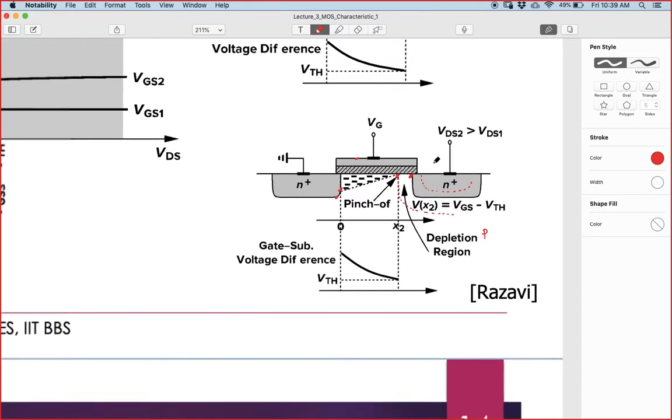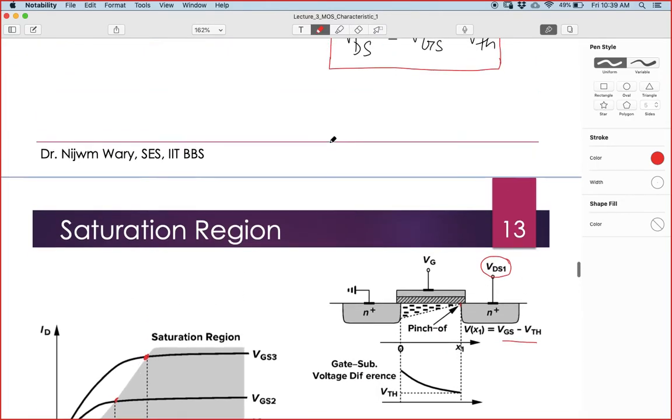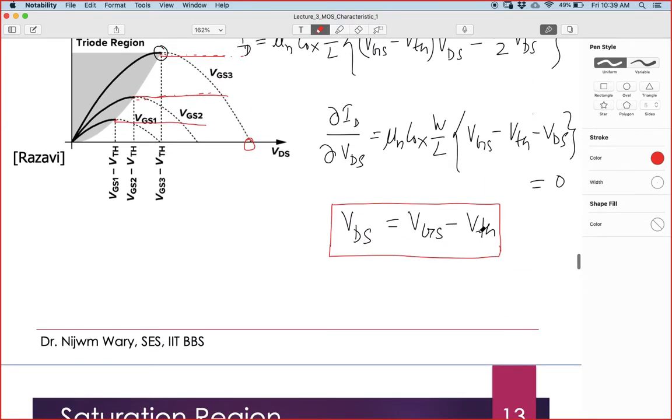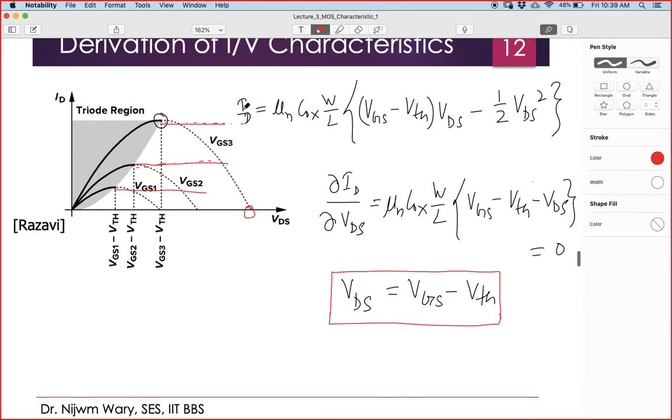Okay, so now we know that at this point we can find out what the current is. At this point, if you plug in, VDS should be VGS minus VTH. If I plug this VDS into this equation, what I will get is ID equal to mu n COX W by L times (VGS minus VTH) whole square. So I get this kind of equation here, right?